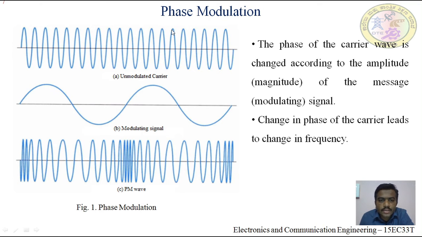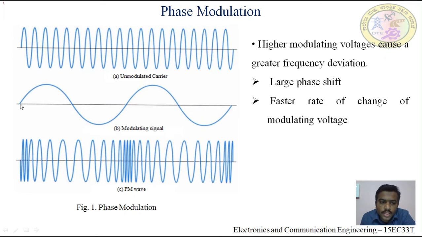First, we consider phase modulation. The definition of phase modulation is that it is the process of changing the phase of the carrier wave according to the amplitude of the message signal. Change in phase of the carrier leads to the change in the frequency of the carrier signal.